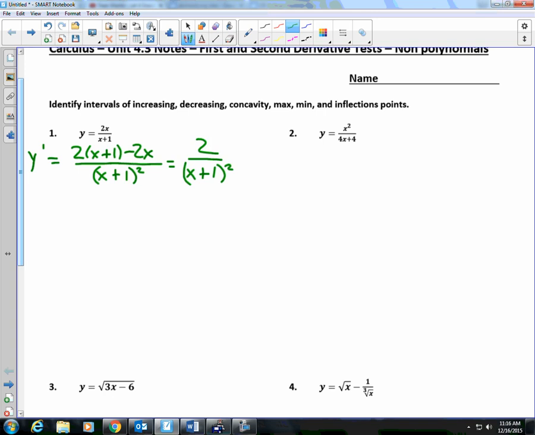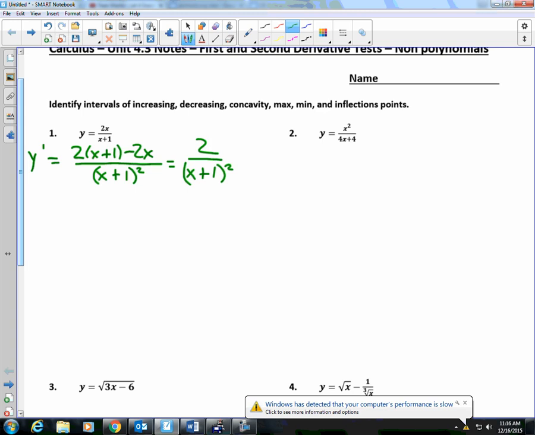Now, gotta understand something here, folks. Look at the original function. Where is the original function undefined? For what value? -1. So therefore, we should see -1 come up in the derivative as well as a spot where the function is undefined. And there it is. Okay? So that's a point that we want to consider when we do our interval testing.